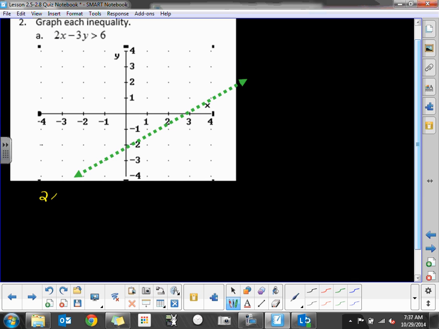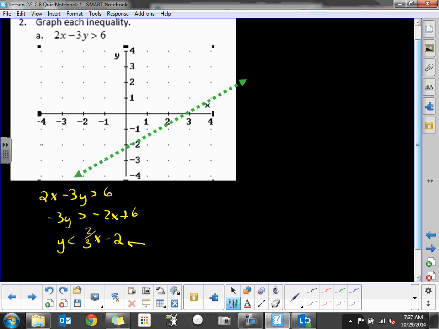You can take your equation 2x minus 3y is greater than 6, and you can solve this for y. That means negative 3y has to be greater than negative 2x plus 6. Then I have to divide by negative 3, and if you divide by negative 3, it reverses your inequality sign. Negative divided by negative is positive, so it's a positive 2/3 x. And a positive divided by negative is a negative 2. So that's the equation that we're going to graph.